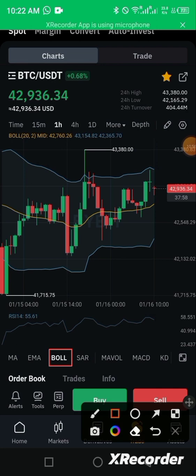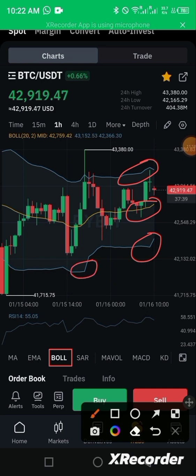So it's now showing us our lower Bollinger Band, the middle Bollinger Band, and the top Bollinger Band. So how do you know when to buy in crypto? You know when to buy in crypto when the candles are on the lower Bollinger Band.